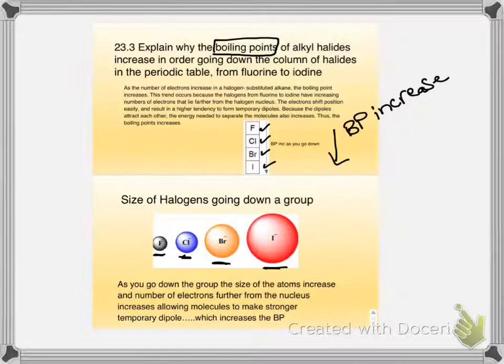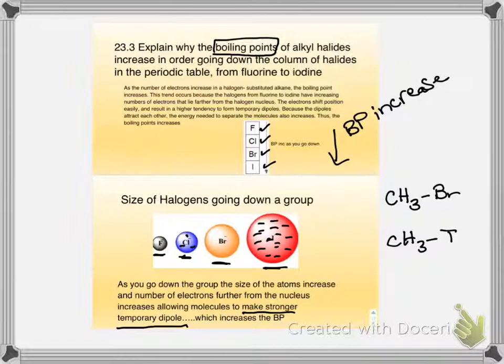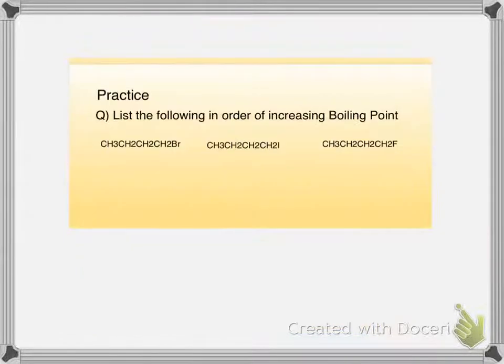The reason for that is the bigger that it gets, the more electrons it's going to have. And because it has more electrons, it can make stronger temporary dipoles. Or you can say it can make stronger bonds. Okay, because it has more negative charge, it's going to be stronger. So if I gave you, for example, CH3Br and CH3I, and I asked you which one has the higher boiling point, you would say CH3I. Okay, so as you go down the group, boiling point increases.